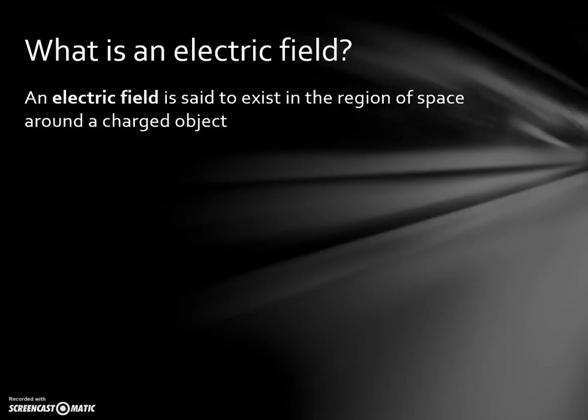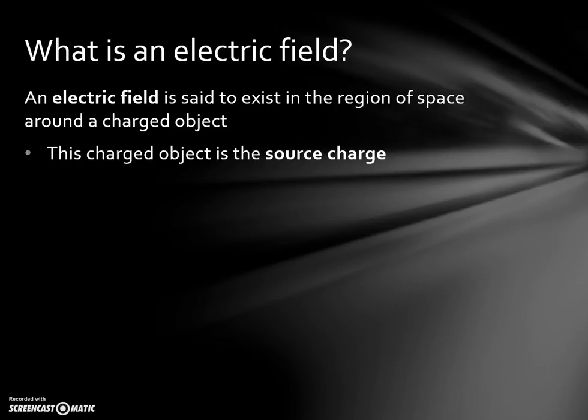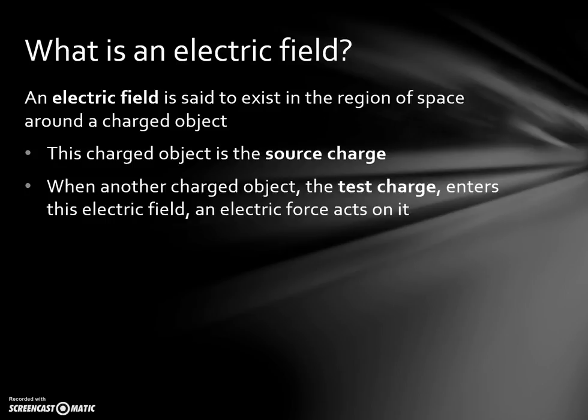Now, what is an electric field? An electric field is said to exist in the region of space around a charged object. So the charged object is the source of a charge. So if we were to charge up one of the spheres in the physics lab, that would be the source of the charge. When another charged object, which we call a test charge, enters this field, an electric force is acting on it. So it's going to feel something.